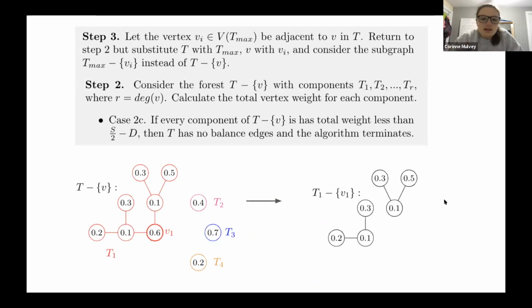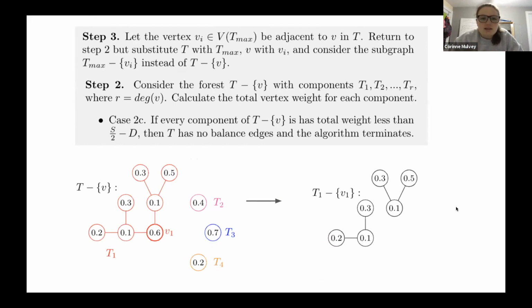Once you step in the direction, if you have a component that has total population that's above what you're willing to accept as approximately equal, then you step in that direction, remove the vertex in that component that was adjacent to the vertex that you initially removed, and repeat the process.